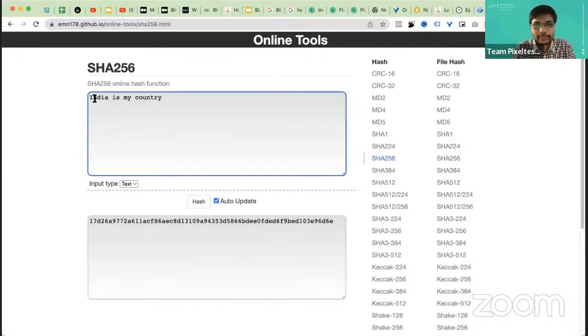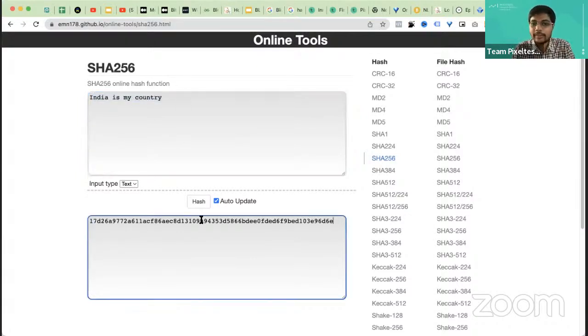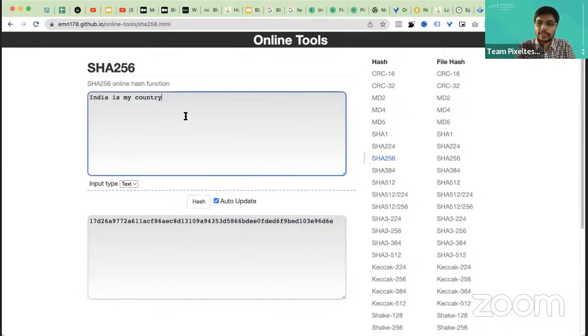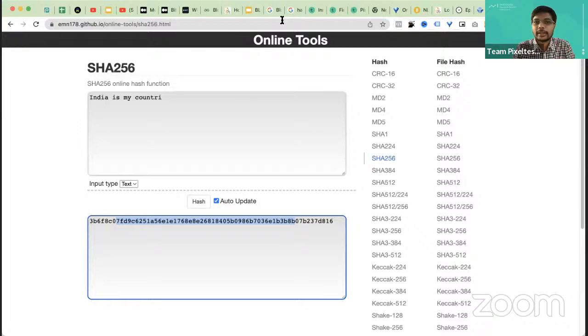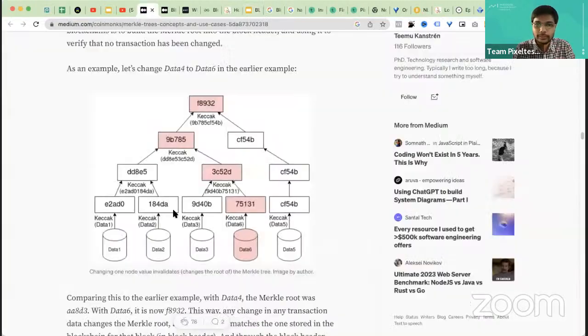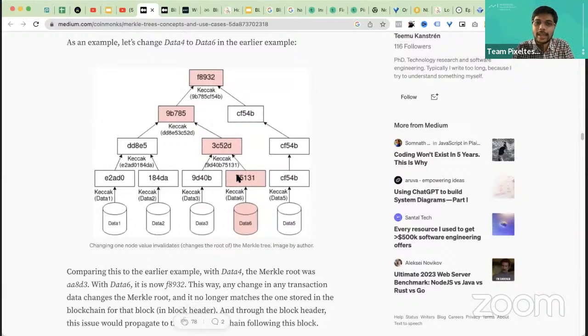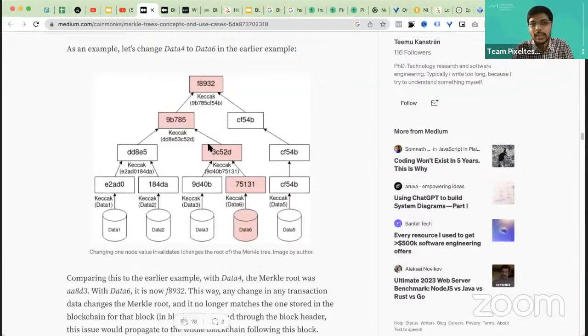Okay, so now if you see, every input that is given has a very unique hash. Even if I make a very small change, like I'm going to change y with I, the whole of the hash changes, right? So similarly, if any change happens, the hash of both of those will not match the actual hash and the top Merkle root will change. So if any single transaction is changed, the Merkle root will change.